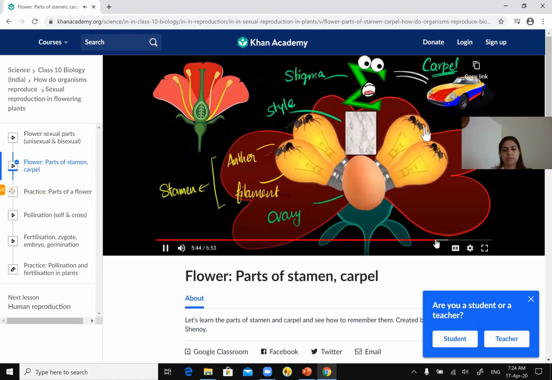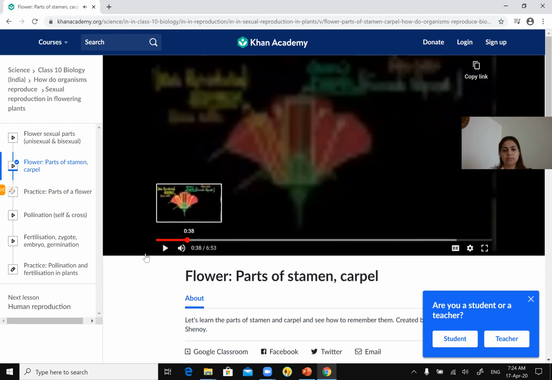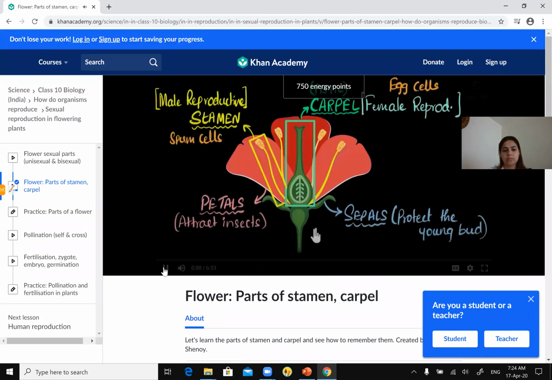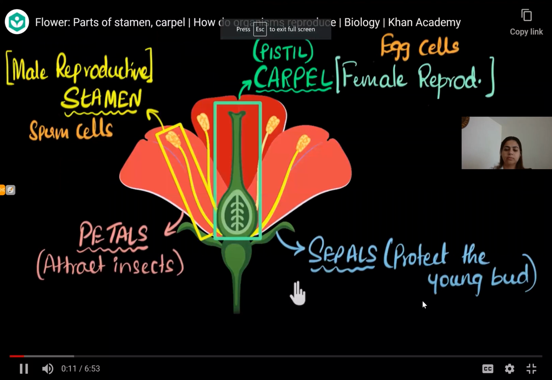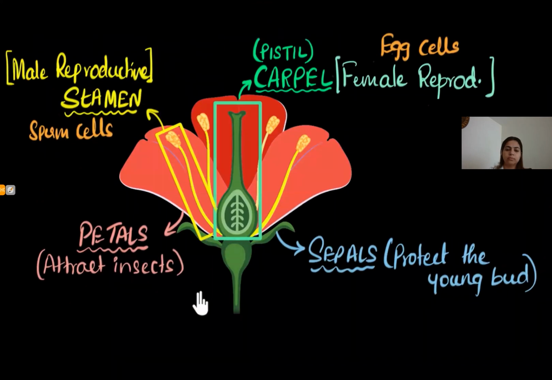Now we remember. Let's talk about the different parts of the carpel and the stamen, and we'll see how to remember them as well. So in a previous video, we spoke about the four major parts of the flower, and we also saw what they do. We also saw unisexual and bisexual flowers. If you need more details on that.